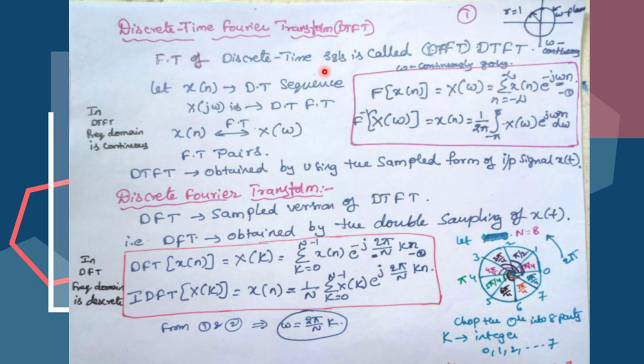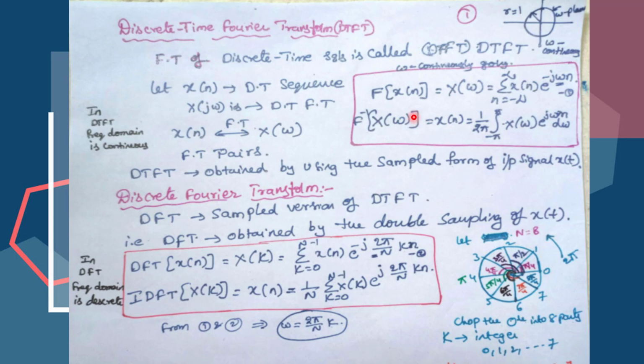Fourier transform of discrete time signals is called discrete time Fourier transform. Let x of n be the discrete time sequence. The Fourier transform of x of n is X of e^{j omega}, which can be represented as: Fourier transform of x of n is X of omega. These two are Fourier transform pairs.